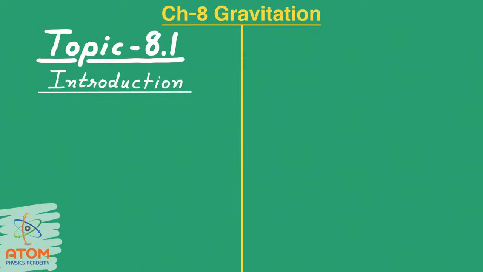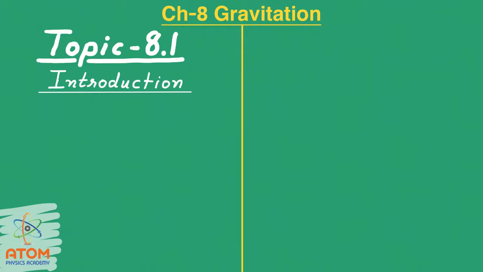Welcome students. Let us start chapter 8, Gravitation. First we will see topic 8.1, that is introduction about gravitation. See, the history of gravitation starts from very ancient days, from when humans started observing that there is a tendency of every material to be attracted towards earth.